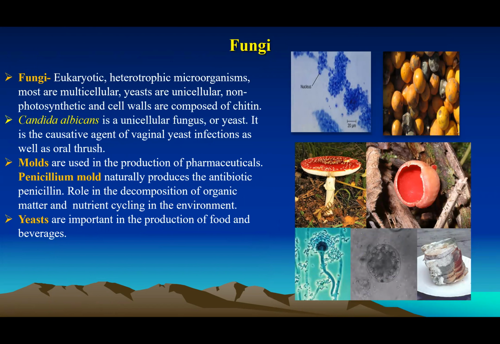Fungi are very important. Here they are eukaryotic, and protists also come under eukaryotic. They are heterotrophic microorganisms. Some are unicellular, like yeast, and there are ones that are multicellular, like mushrooms. The important aspect to remember here is that the cell walls are made up of chitin.